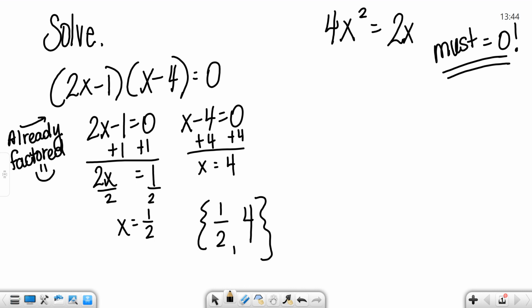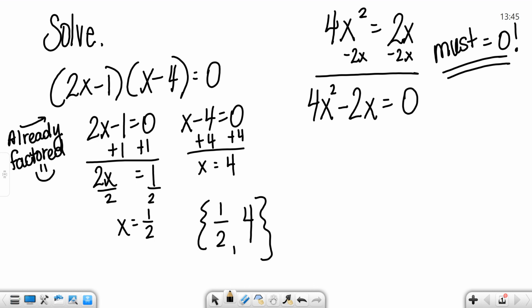And the only way I can get it to equal 0 is if I subtract from one side to the other. Dividing is not going to give me 0, that will give me 1. So I am going to subtract 2x from both sides. Now, when I do that, it is not like terms with that 4x squared, so it just has to sit beside it. So I have 4x squared minus 2x. Now it is equal to 0.